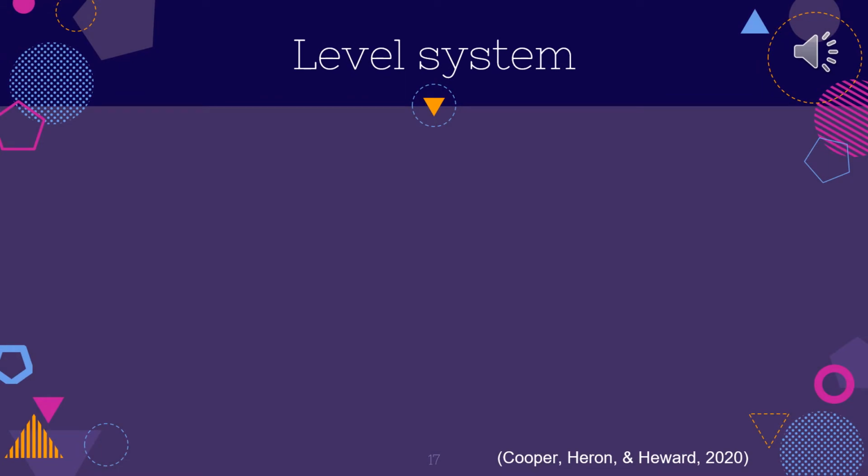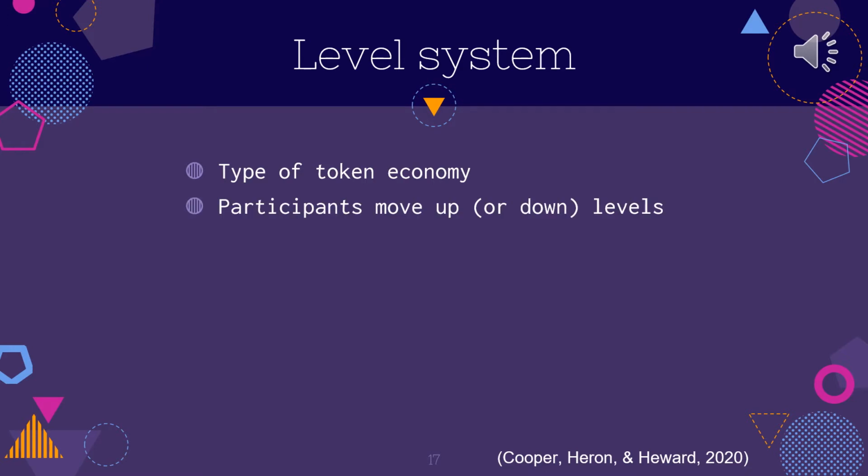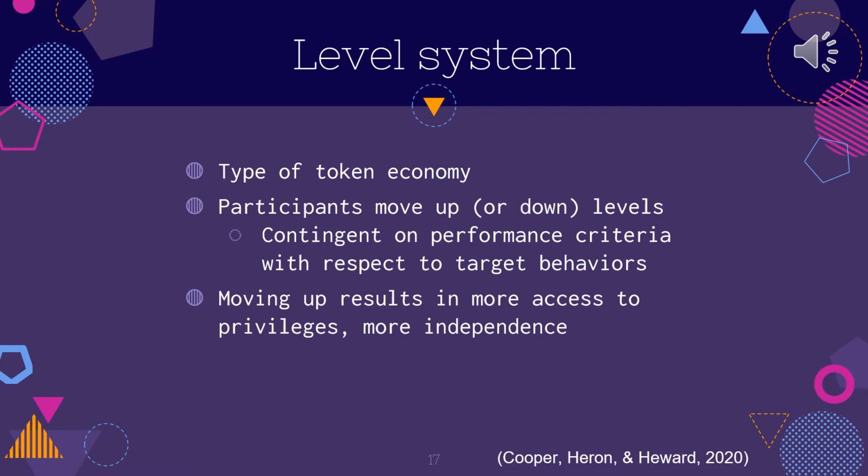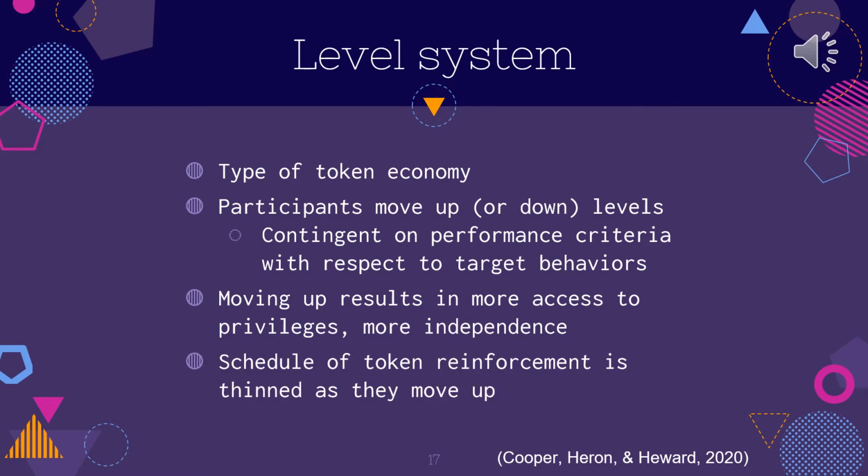Now let's cover level systems. These are a specific type of token economy. In a level system, participants move up or even down levels. The moving up or down of levels is contingent on performance criteria with respect to target behaviors. Moving up in a level system will result in more access to privileges and more independence, whereas moving down would do the opposite. The schedule of token reinforcement is also thinned as they move up the level system.